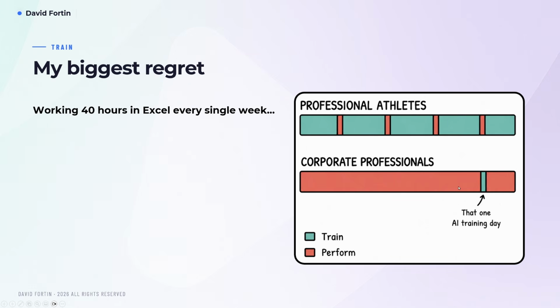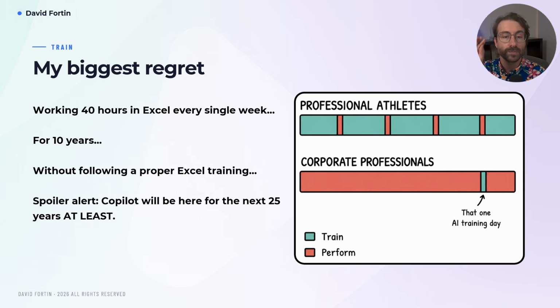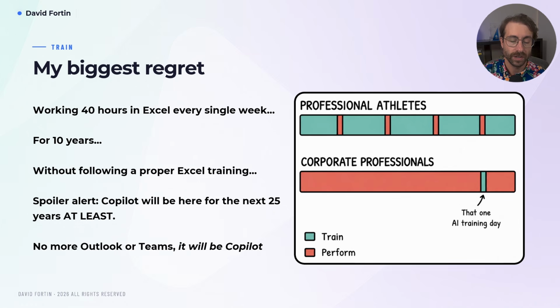And you know, it's my biggest regret, working 40 hours a week in Excel every single week for 10 years without following a proper Excel training, okay? And spoiler alert, Copilot will be here for the next 25 years at least. Let me repeat that. Spoiler alert, Copilot will be here for the next 25 years at least. You need to offer training to your team, okay?